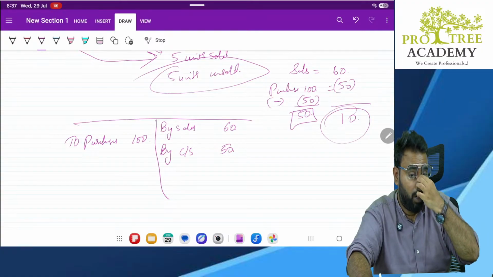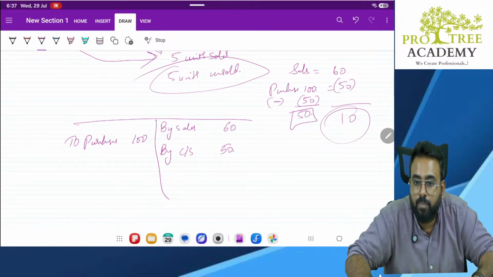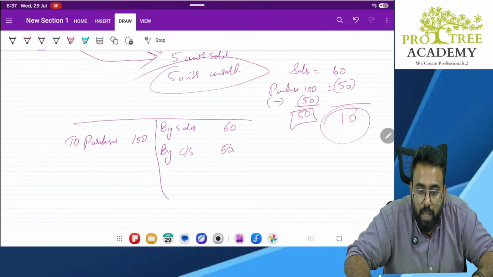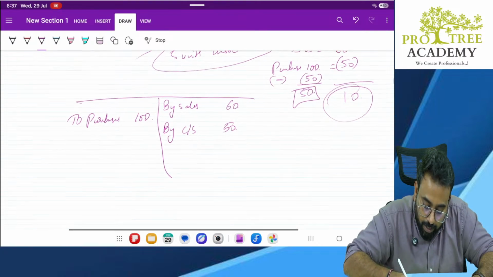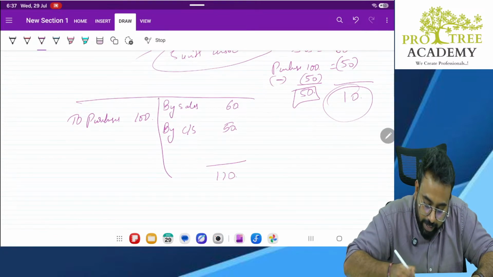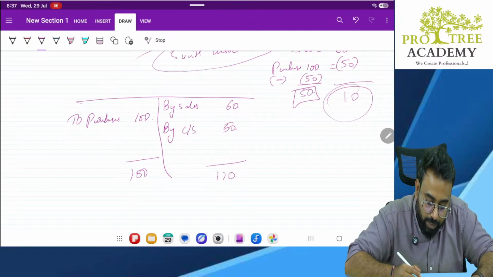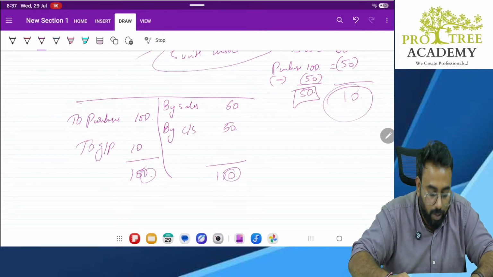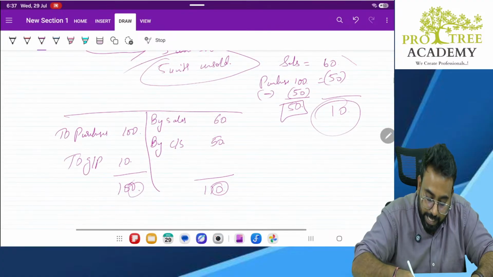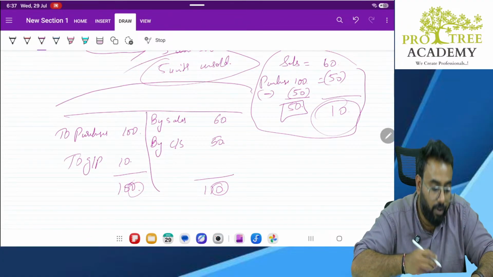Buy closing stock 50 rupees. Are you understanding? Yes. So what is this total? 110. What is this total? 100. So the difference is 10 rupees. That is nothing but gross profit, 10 rupees. Now your mathematical equation is exactly coming in your trading account.